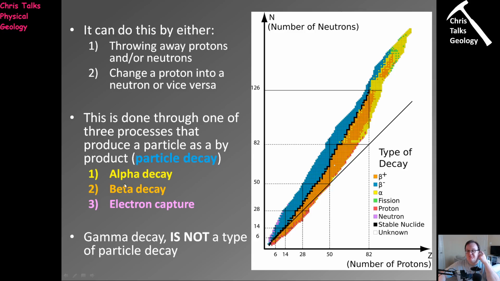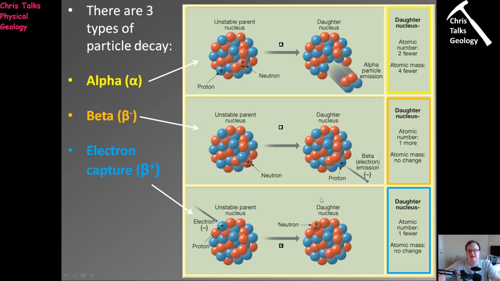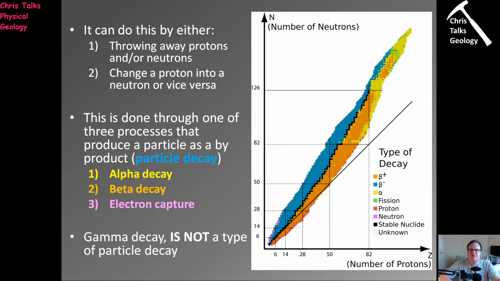So in the case of beta decay, what is the case of beta decay? You are changing a neutron into a proton. Sorry, I'm having a moment of complete forgetfulness.